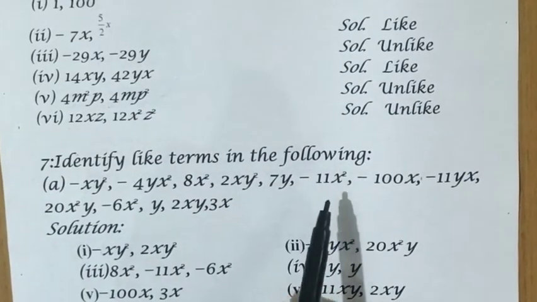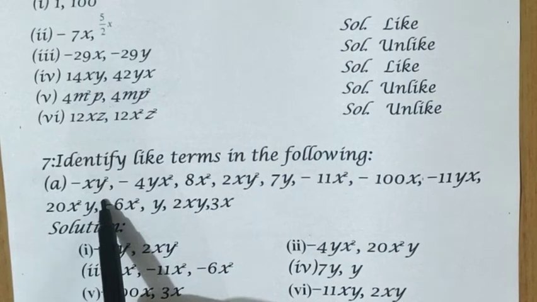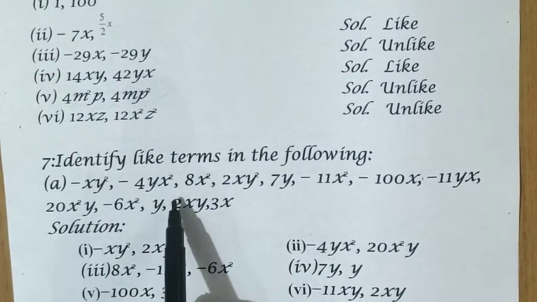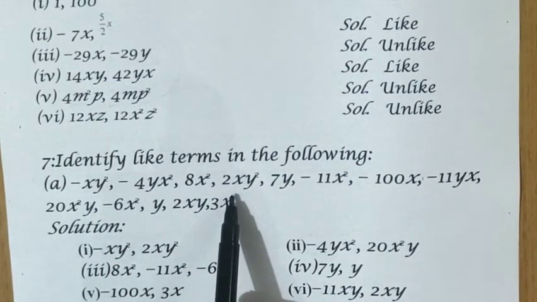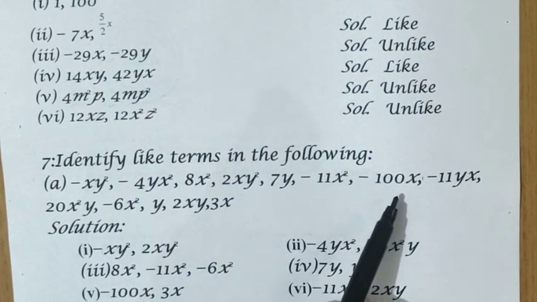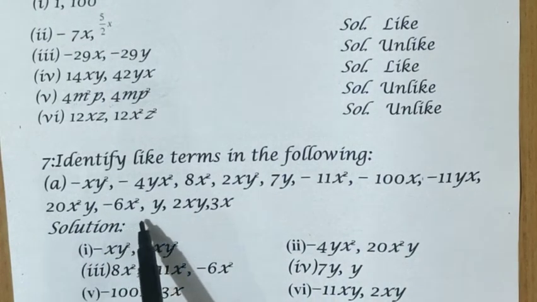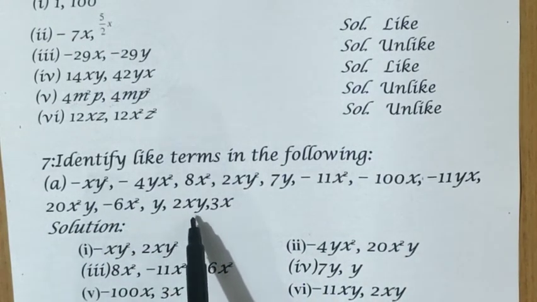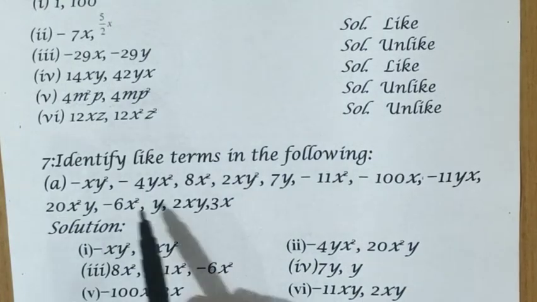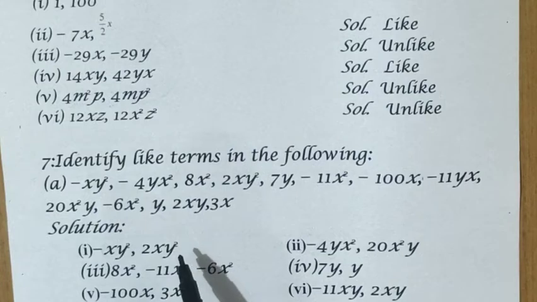Identify like terms in the following. First I'll read the question. Minus xy square, minus 4yx square, 8x square, 2xy square, 7y, minus 11x square, minus 100x, minus 11yx, 20x square y, minus 6x square y, 2xy, 3x. Now see, these many terms are given. We have to group the terms now which are like.